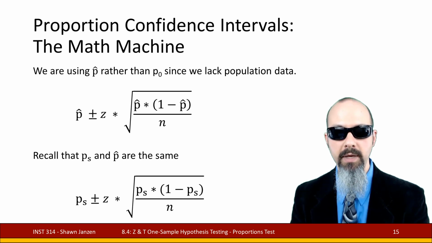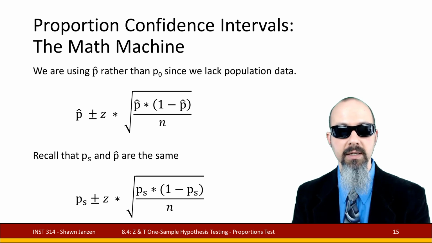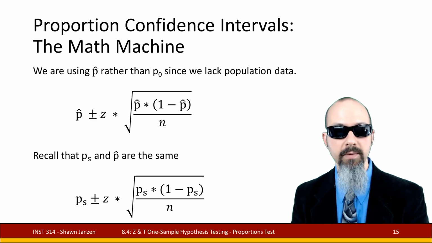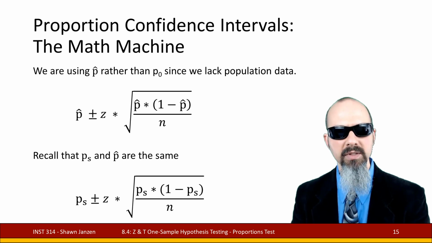So we're going to start with p hat as our sample, plus or minus z, times the square root of p hat times 1 minus p hat divided by n. And note, you might also see it as p sub s, and so I rewrote the same formula for you as p sub s. Why am I using both of these?